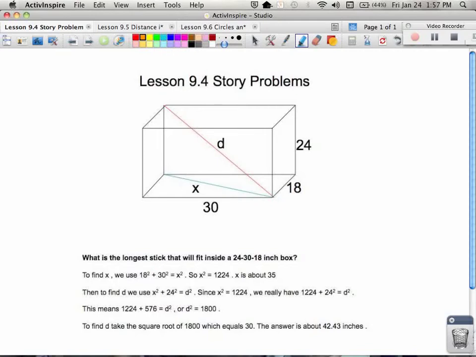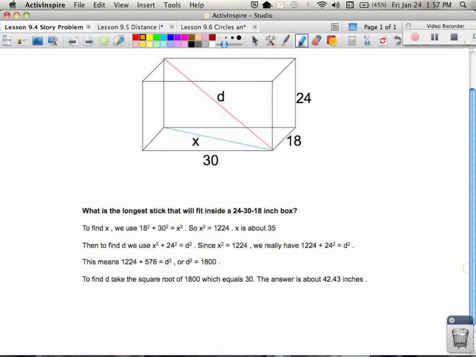In lesson 9.4, we're just going to apply the Pythagorean theorem to a very advanced problem. So the big question is, in the end, what is the longest stick that would fit inside a 24 by 30 by 18-inch box? That is to say, I am looking for this stick right here in red.